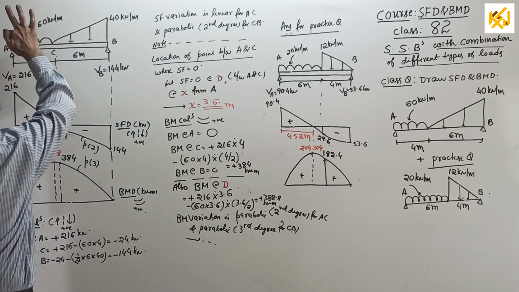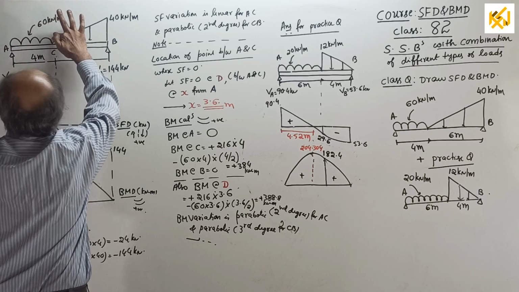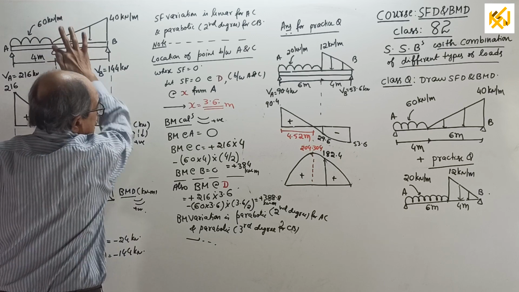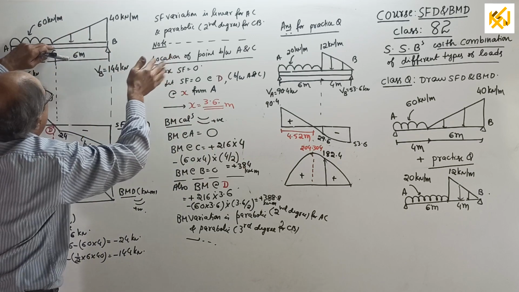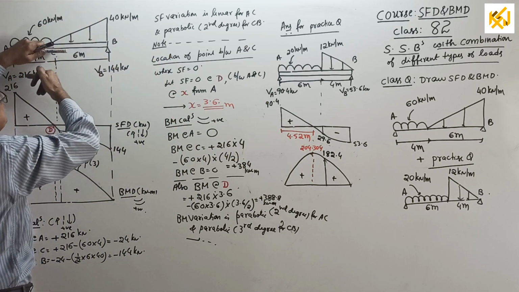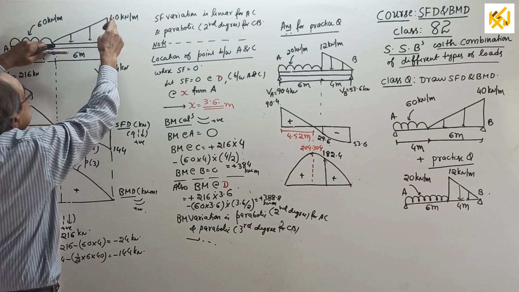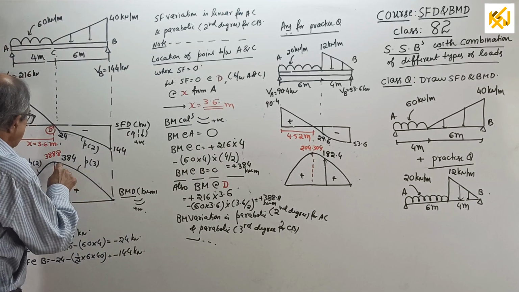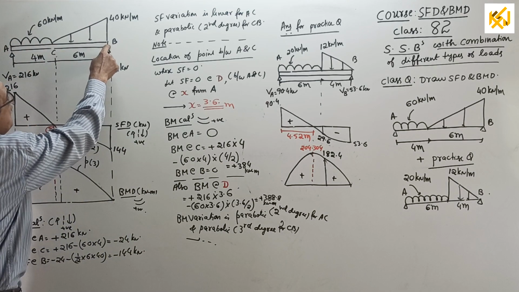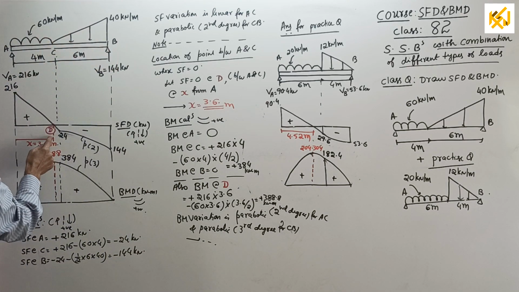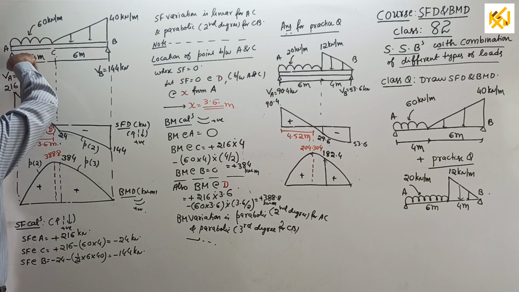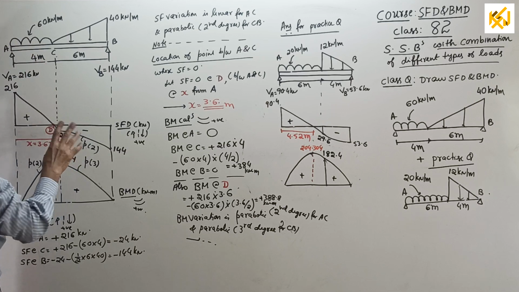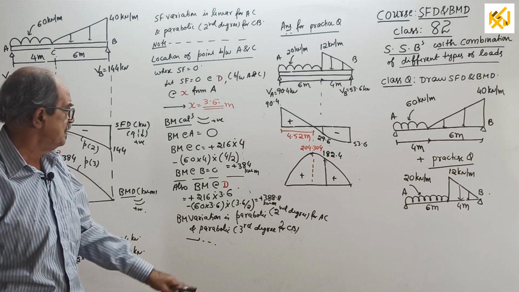BM calculation. BM at A is 0. BM at C: plus 216 into 4, minus 60 into 4 into 4 by 2, or if you look at this side, plus 144 into 6, minus half into 6 into 40, into 2/3 of 6. Calculate, 384 will come here. BM at B is 0. Also you require BM at D.